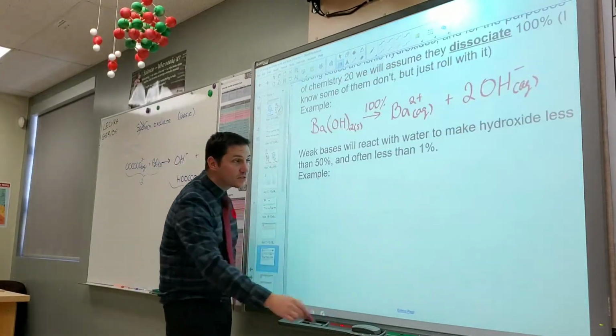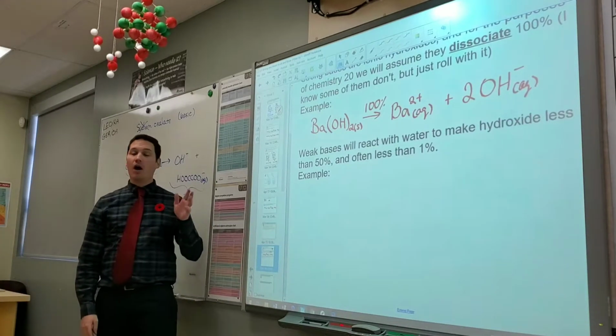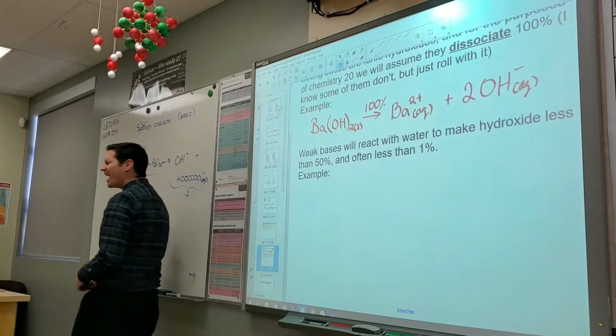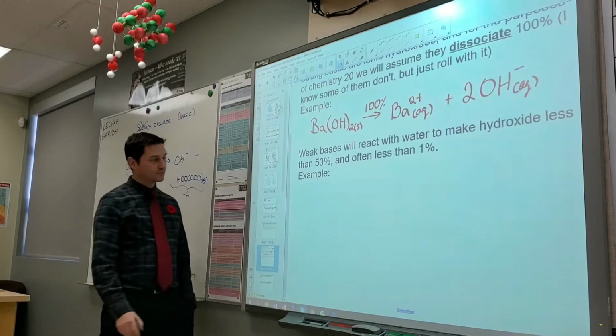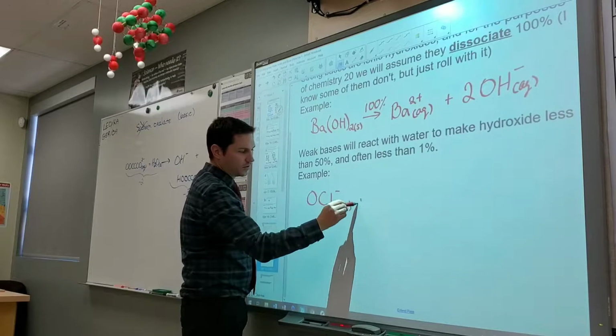Weak bases react with water less than 50% of the time and often less than 1% of the time. I'm going to pick a base out of the base side of the acid-base table. Let's talk about OCl-, hypochlorite. So let's add OCl- to water.